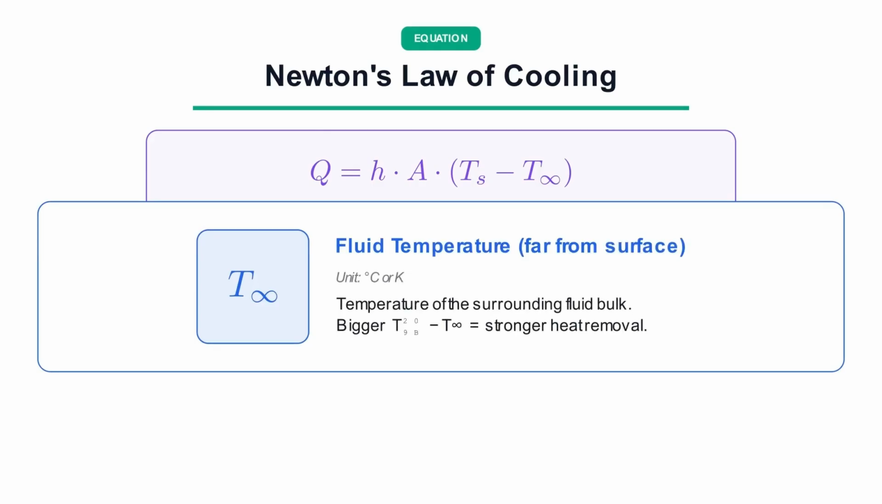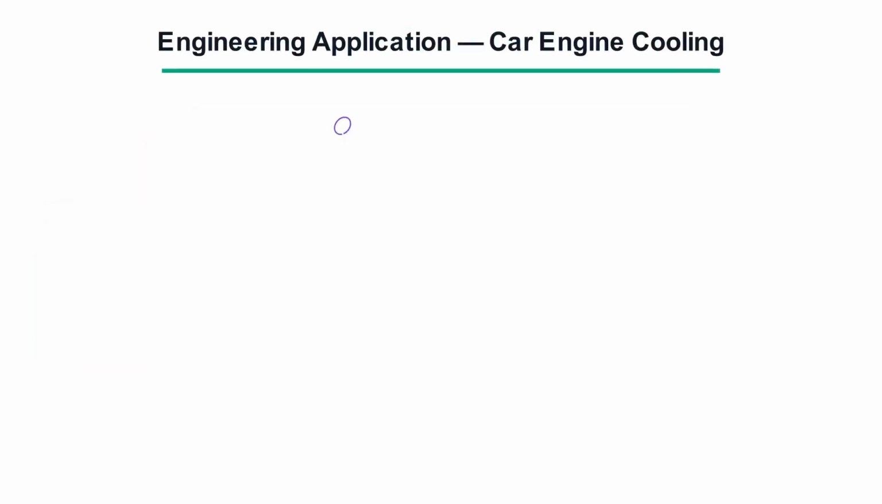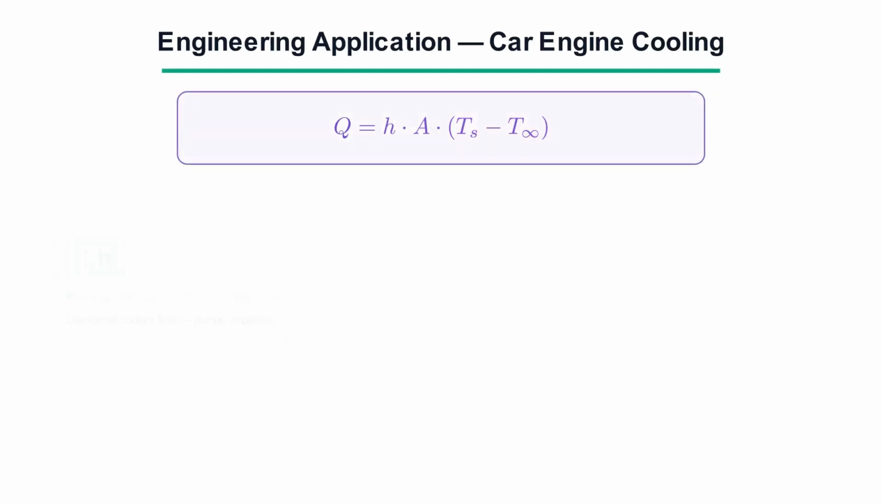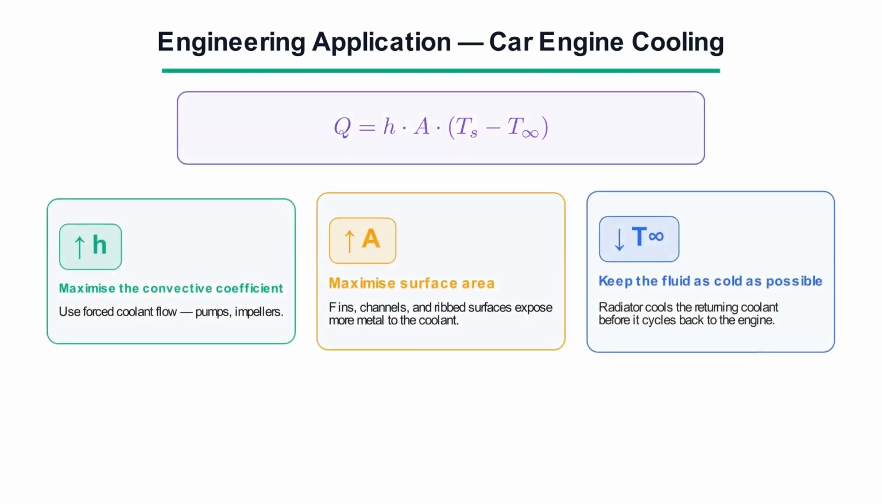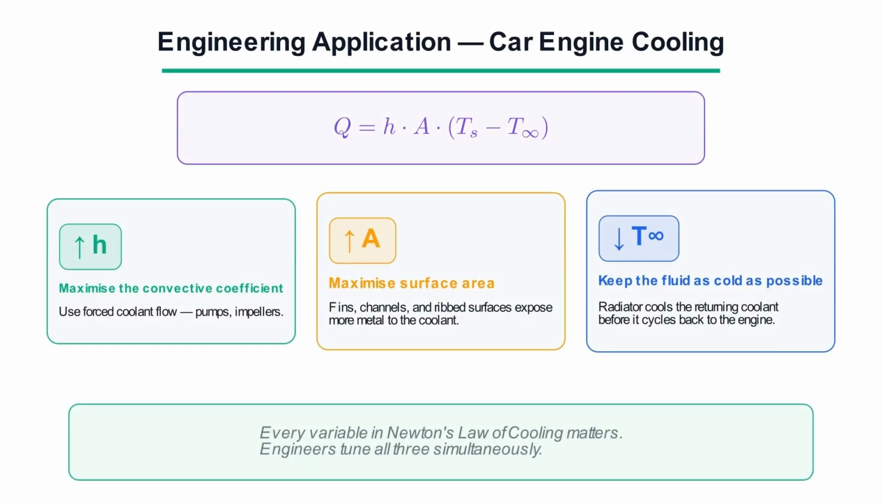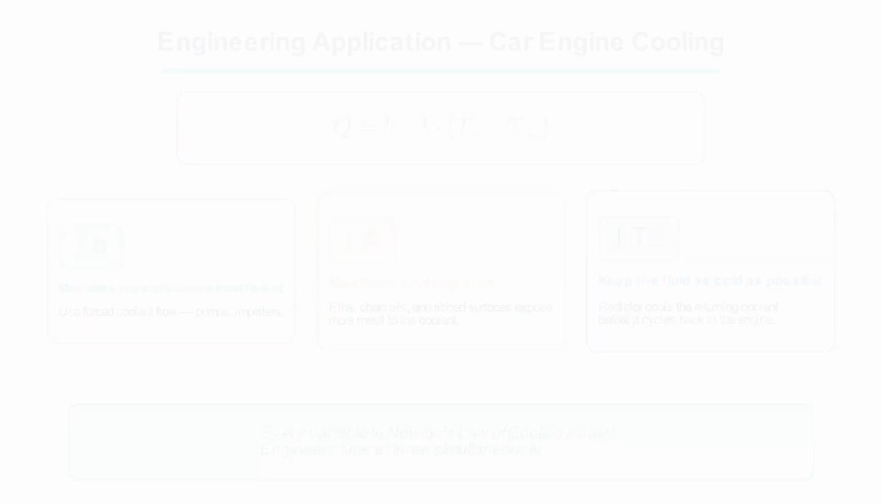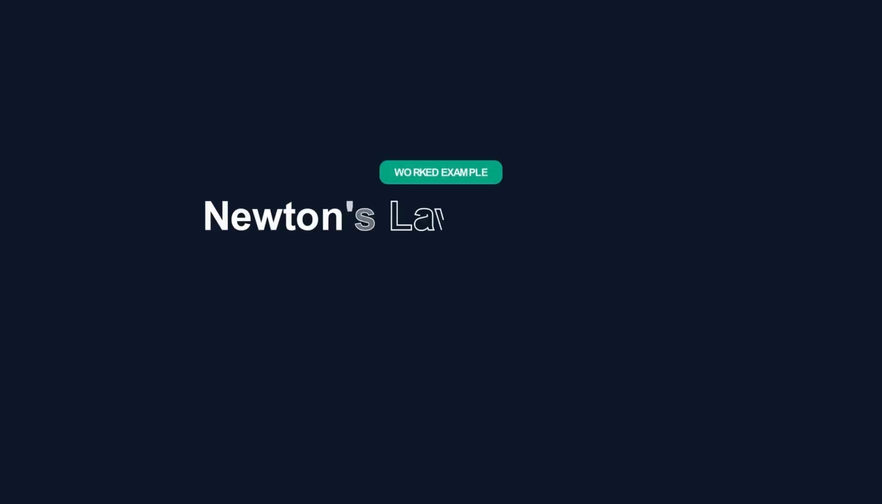The bigger the gap between T sub S and T sub infinity, the harder heat is driven away from the surface. Think about a car engine. Engineers design cooling systems with the exact goal of maximizing H and A while keeping T sub infinity as low as possible, all so the engine doesn't overheat. Every variable in this equation matters. Now let's put this equation into practice.